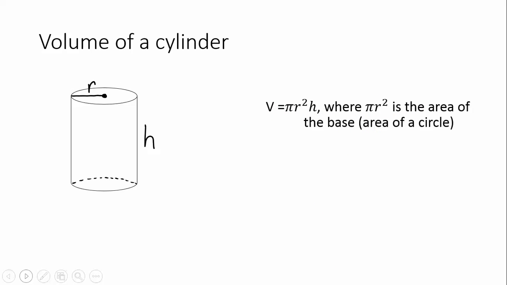Here we have a volume of a cylinder, and the volume of the cylinder is found using the formula pi r squared h, where pi r squared, remember from our formulas, is just the area of the circle, or the base, which is a circle in a cylinder. So again, it's finding the area of the base and then multiplying it times the height. And remember here we're going to use the pi button on our calculators. We are not going to substitute in 3.14.